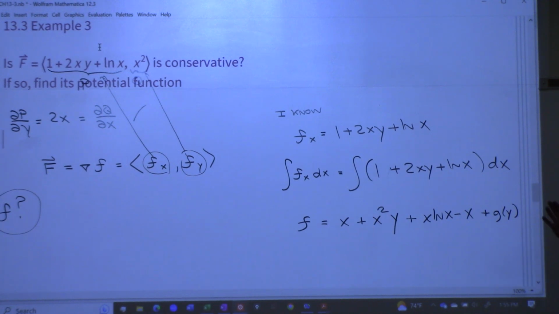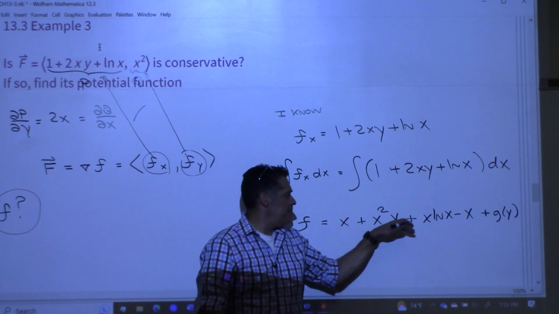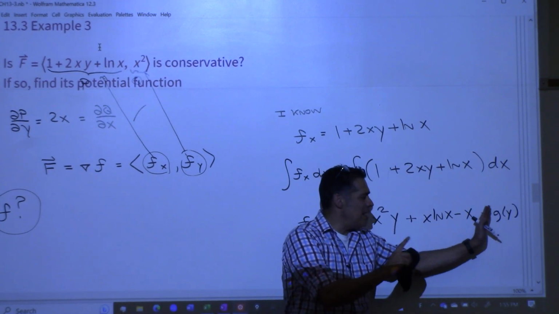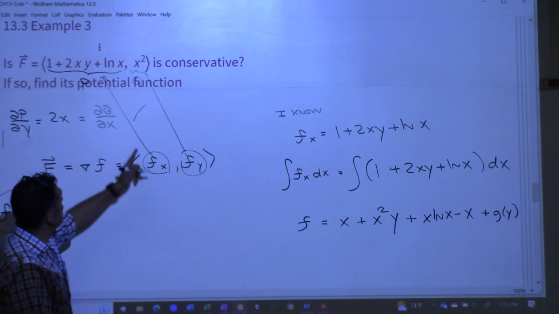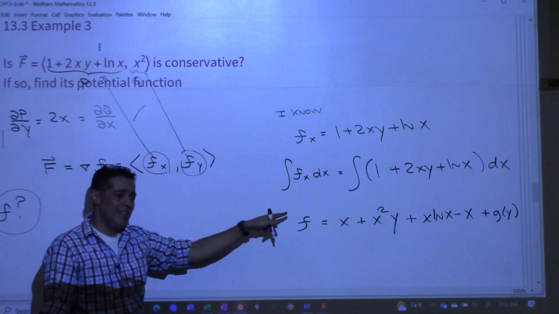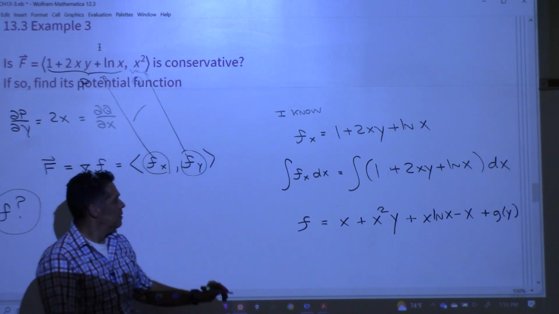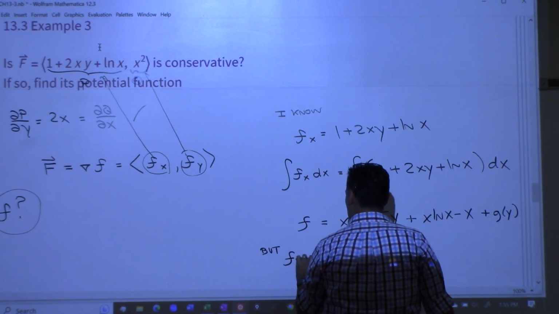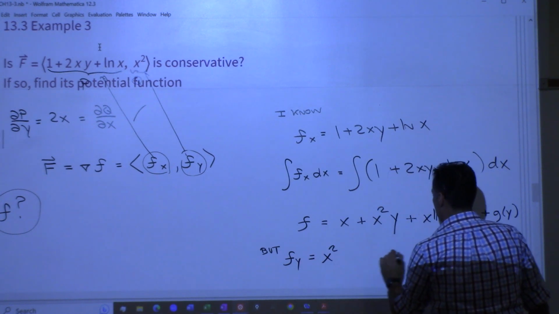Now, what I'm going to do is, I know what f is, right? I'm looking for f. I know f within some function of y, if I'm off by some y's and maybe some numbers. So now I'm going to use the second part, that this partial with respect to y has to be x squared. So I'm going to differentiate this with respect to y, and then set it equal to that. But the partial of f with respect to y must be, let's see, 0, and then that's just x squared.